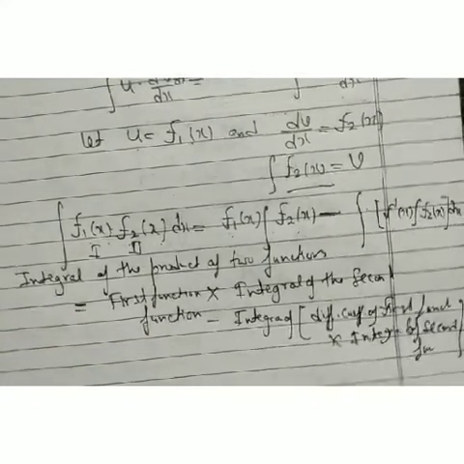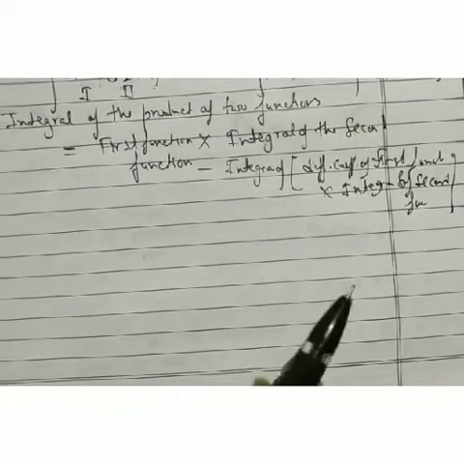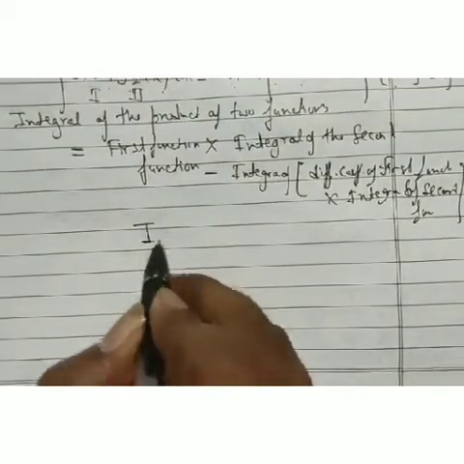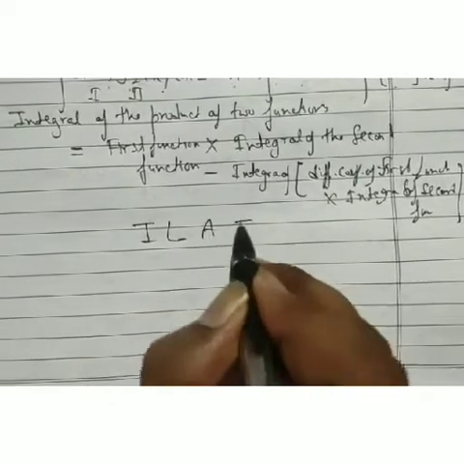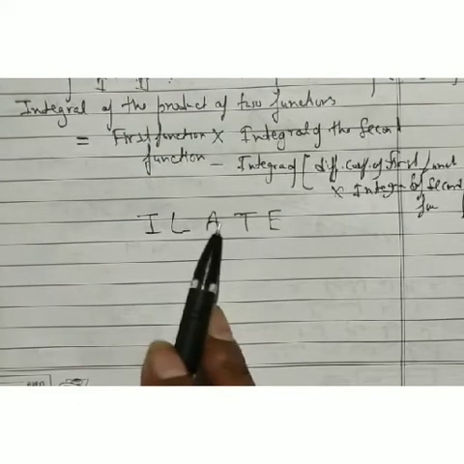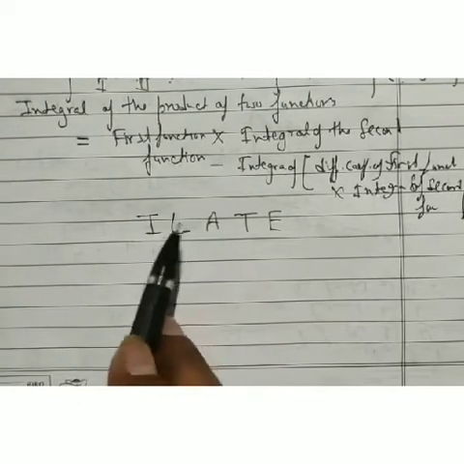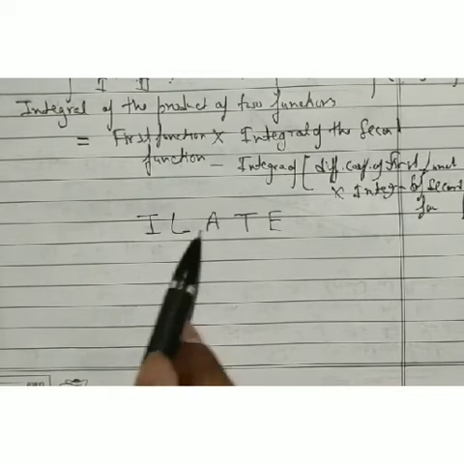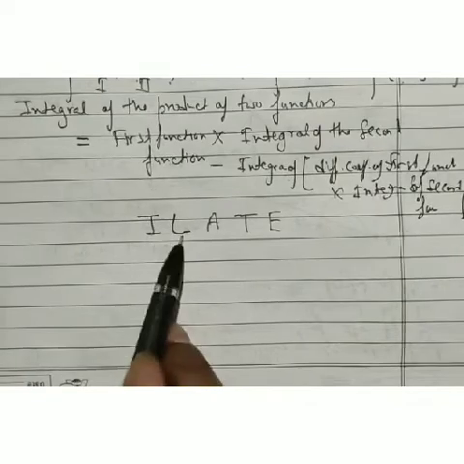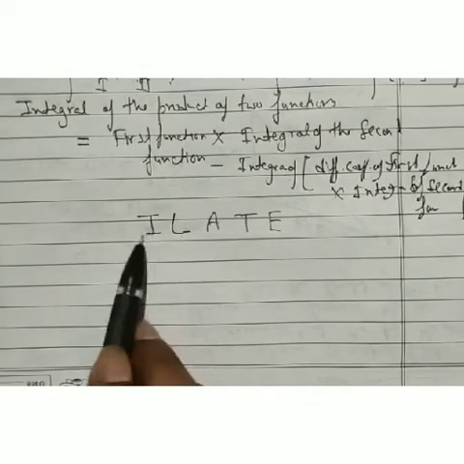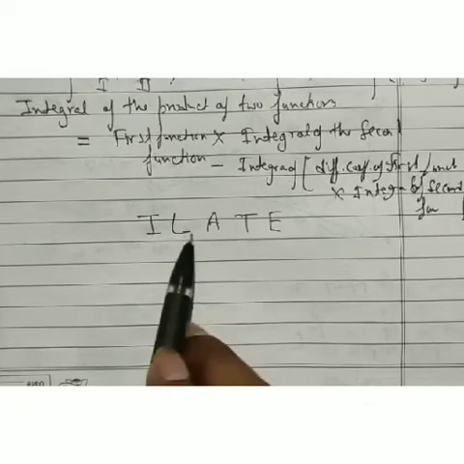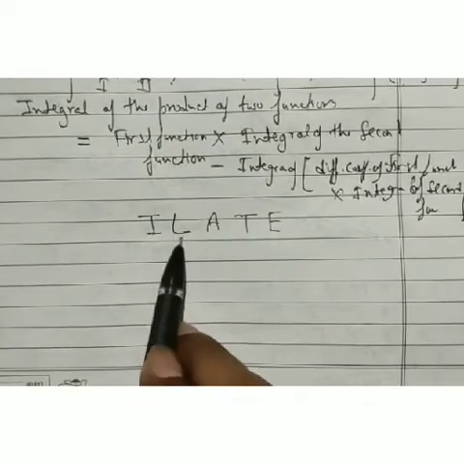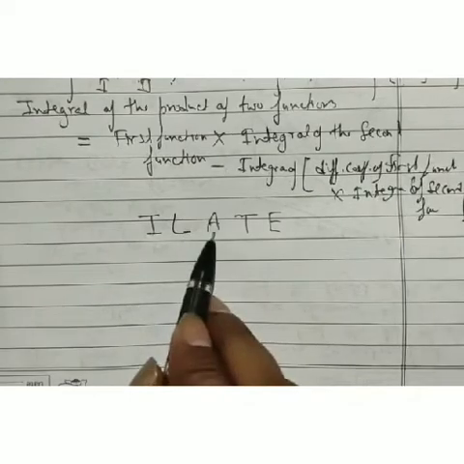If we have two functions of different types, take as first function the one which comes first in the word ILATE. When I am telling you this, if we have I and L, since I comes first, I is the first function and L is the second. If we have two functions L and A, L comes first, so L is the first function and A is the second function.